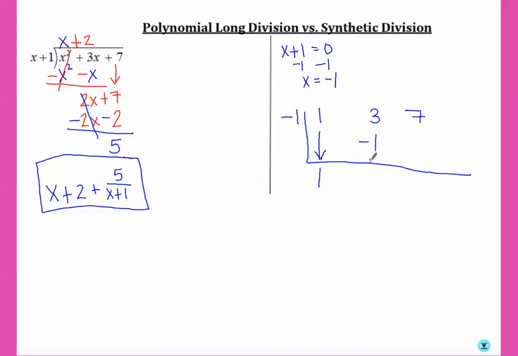Then we add these together. 3 plus -1 is 2. 2 times negative 1 is negative 2. Put it in the next column. Add down your column. We get 5.